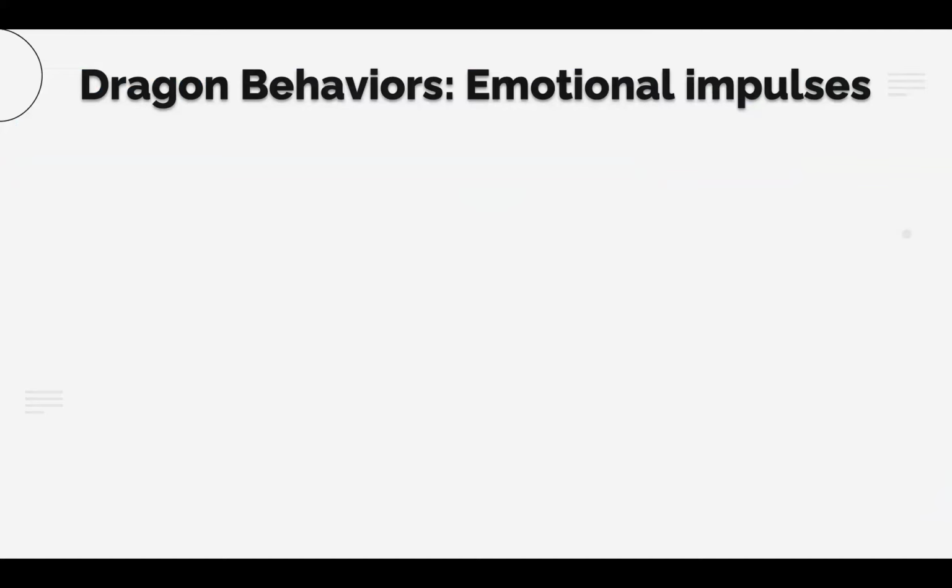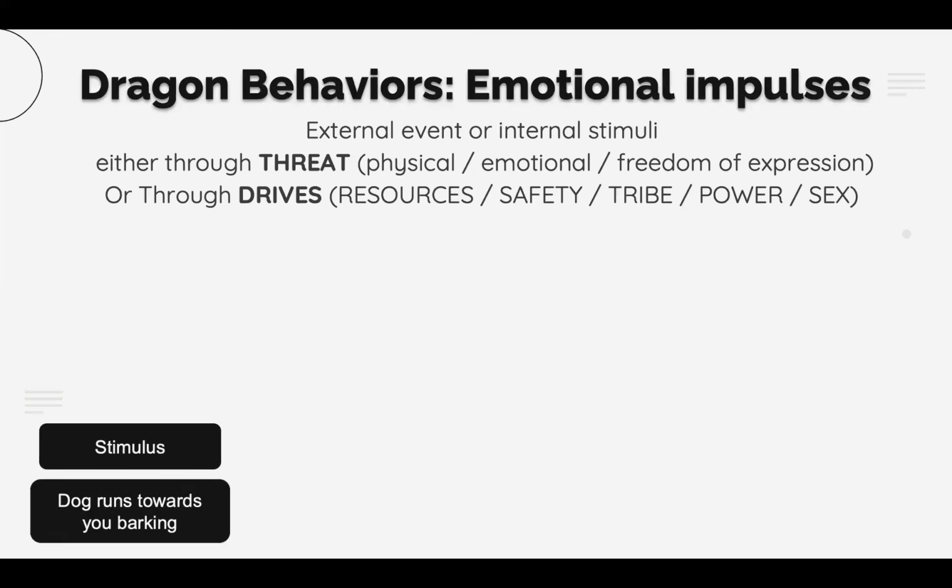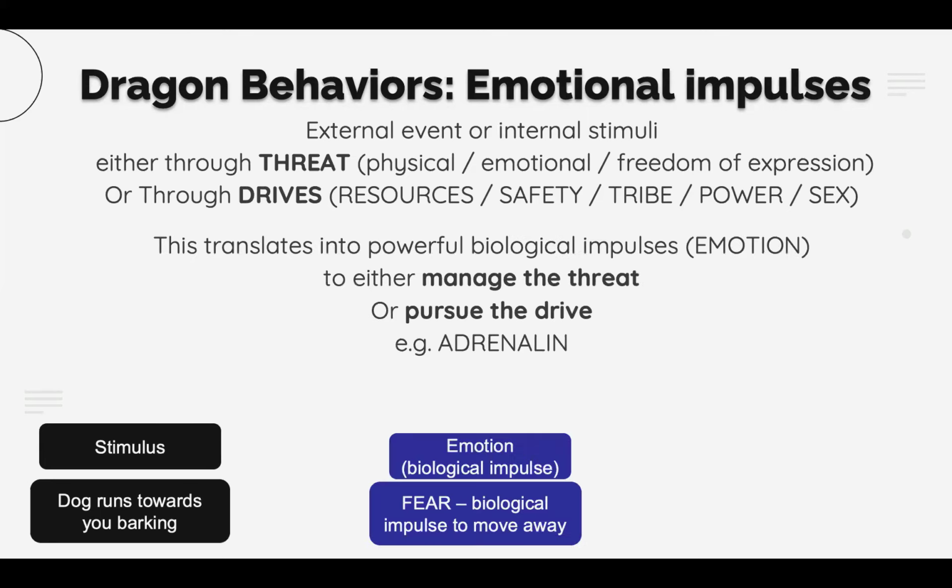So dragon behaviors are based on these emotional impulses. And I want to go in a little bit and explore some of these behaviors. So I want you to imagine that there's all kinds of external events, as I've mentioned, that happen in the world around us. And that might trigger that dragon, right? It might either be a threat or it might be a particular drive that could activate it. So for example, you're walking on the beach and there's a dog that runs towards you barking. Okay, so something happens. Your dragon gets activated.